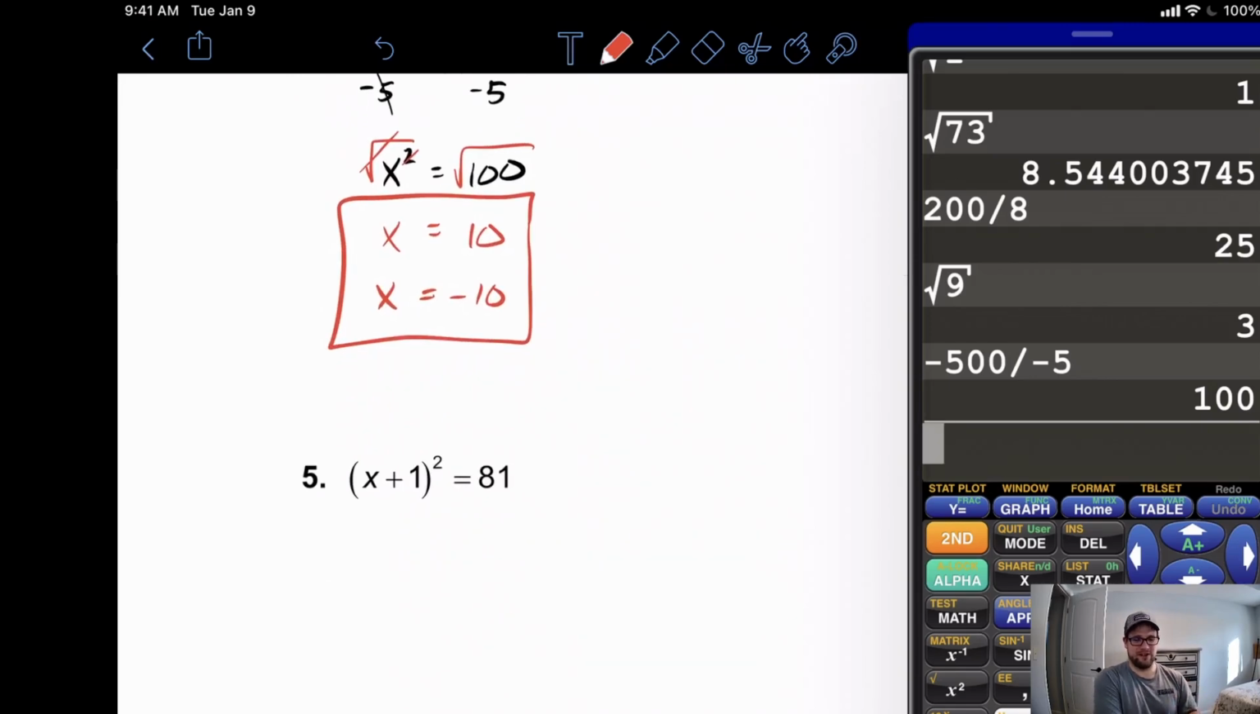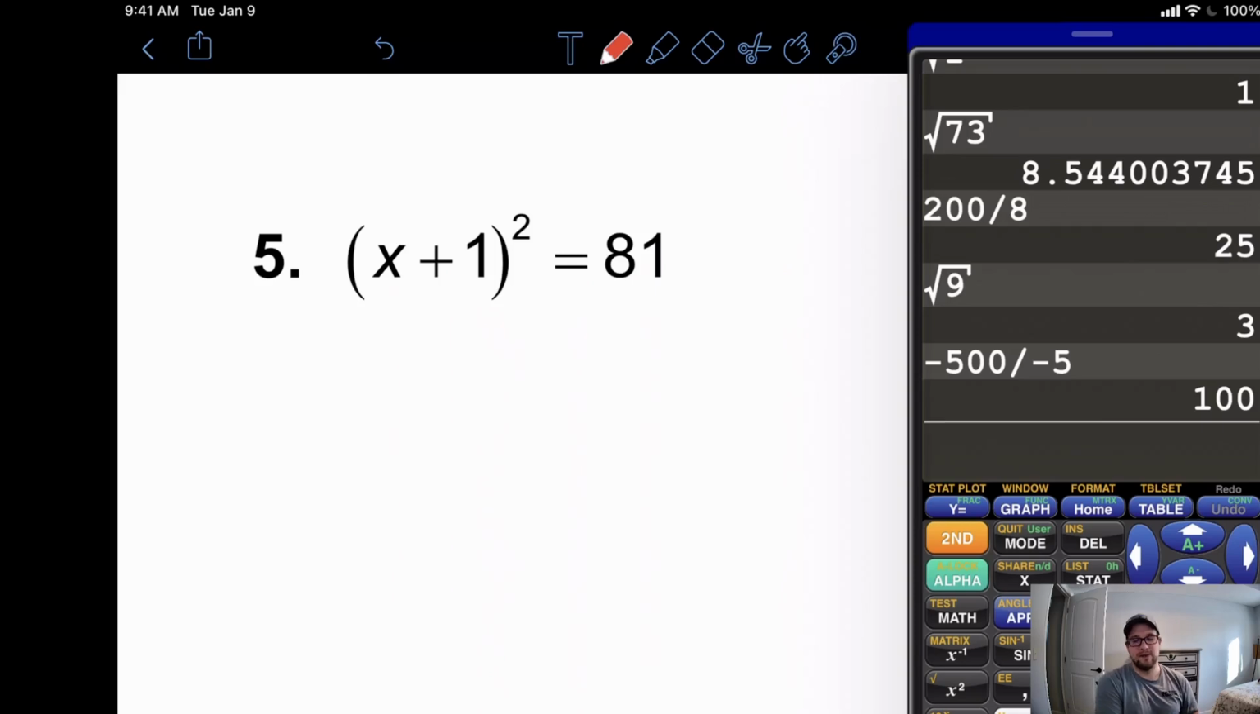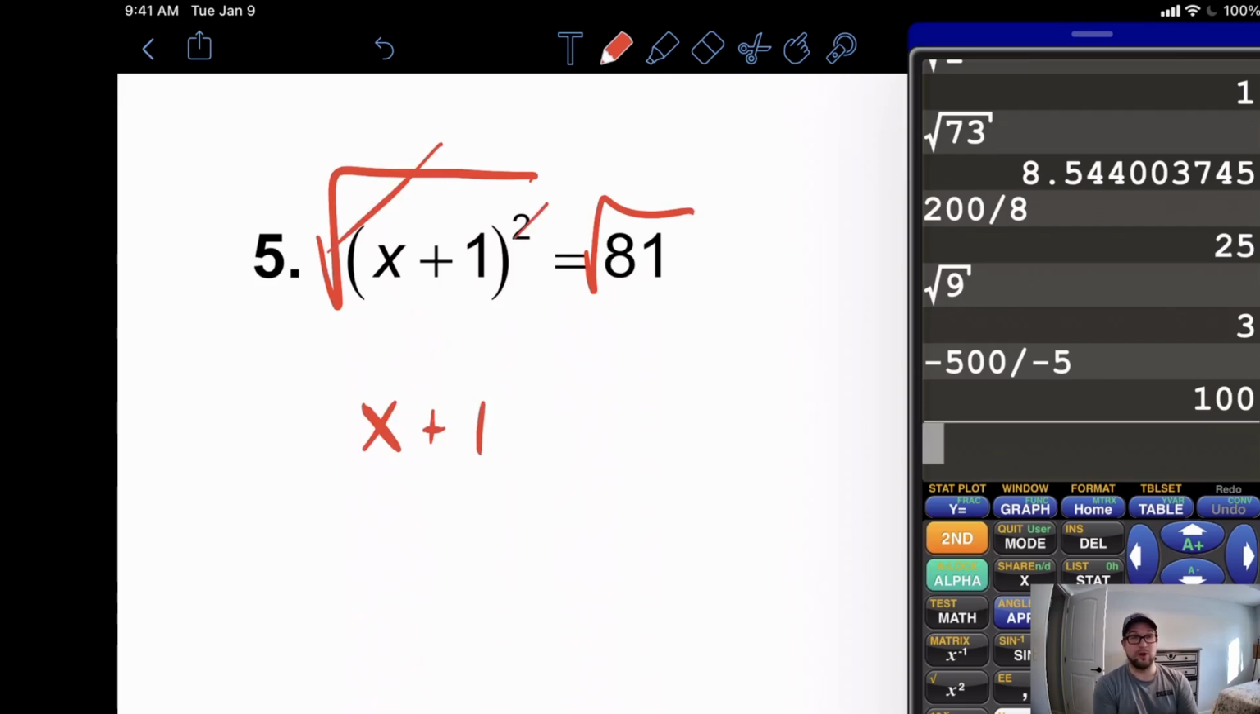Here's problem number 5. This is where we kind of get to the new stuff now. If you look at problem number 5, notice how this whole thing is being squared right there. Once you get whatever is being squared alone, that is when you want to take the square root of both sides. Taking the square root and taking the square root, these two pieces cancel each other off, and I'm going to be left with x plus 1. Remember, squaring and square rooting undo one another, so you're just left with whatever you started with on the inside, which was x plus 1.